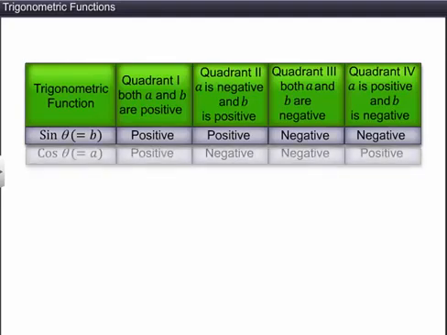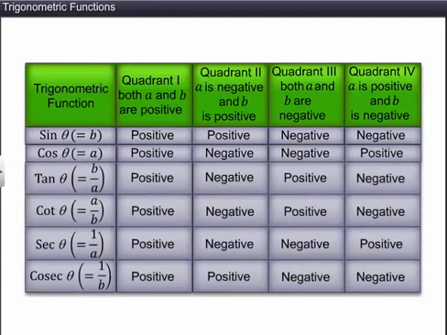Similarly, the x-coordinate of point P is negative in the second and the third quadrants, and therefore the cos function is negative in these quadrants. Similarly, the x-coordinate is positive in the first and the fourth quadrants, and therefore the cos function is positive in these quadrants. Similarly, we can find the signs of the other 4 functions in different quadrants.